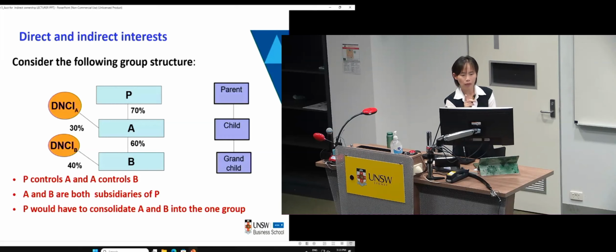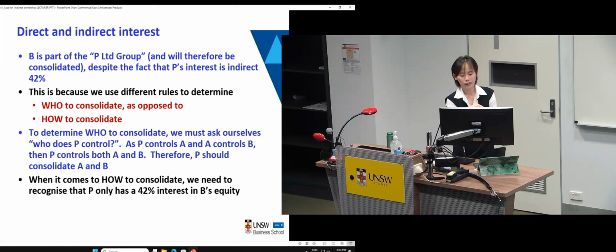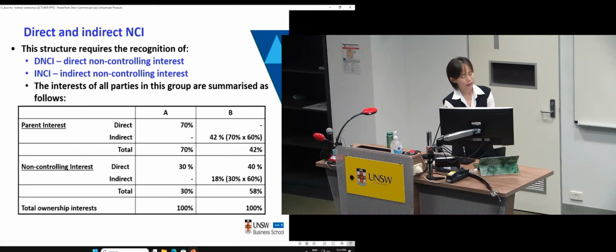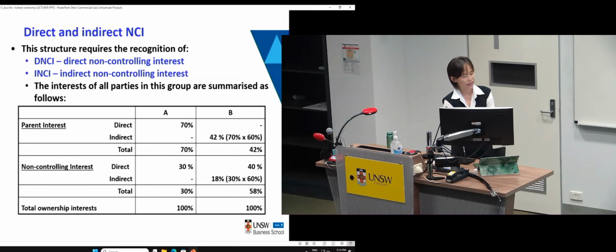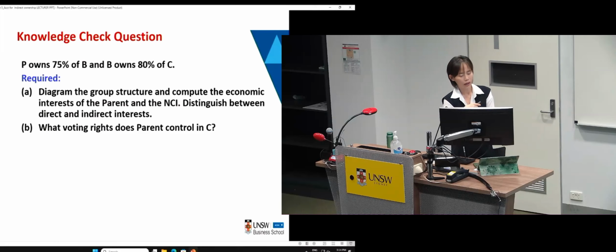And when we talk about controlling interest, not just direct controlling interest, we also have to consider if there's any indirect controlling interest. Now when it comes to how to consolidate, we have to recognize that parent's interest in B Limited is only 42%, and we need to allocate B's equity 58% proportionally, right, to NCI. Okay, so you can see with the multiple subsidiary group structure, we actually have to deal with the INCI, right? Now whether the calculation of INCI is different from the DNCI, we are going to give you an example to demonstrate that.